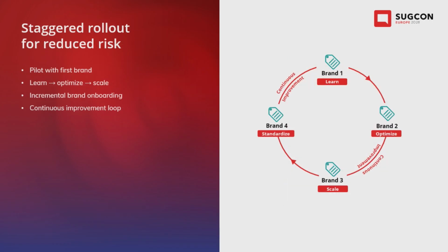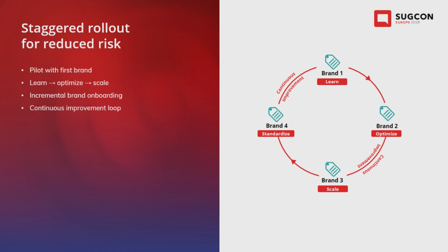Once you have the content migration, the components done, and the design system done, now let's talk about the rollout strategy. The biggest learning is staggered rollout. You cannot just launch all 200 brands. Do it slowly. Start with a pilot.